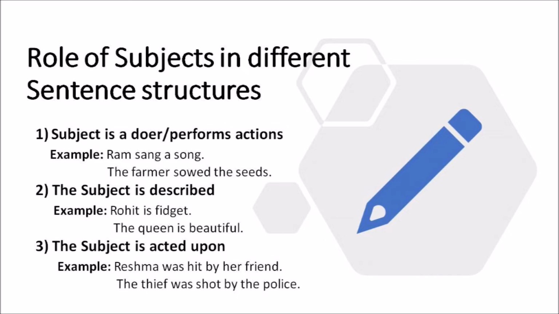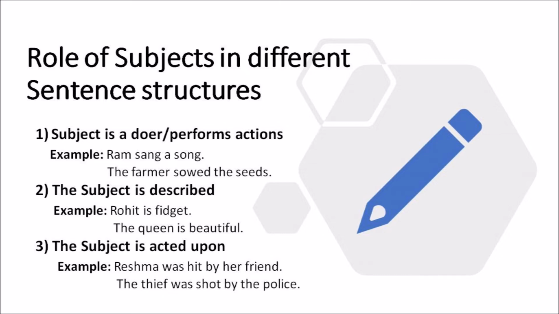So the first one is subject as a doer, when the subject performs an action. For example, Ram sang a song. The farmer sowed the seeds. In these two sentences, Ram and the farmer are doing some action. So here the role of the subject is a doer.